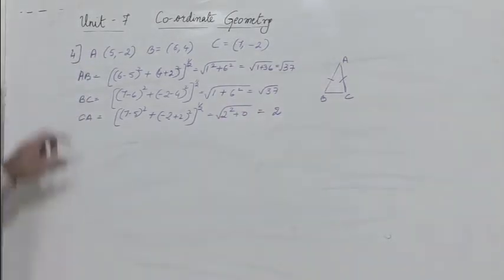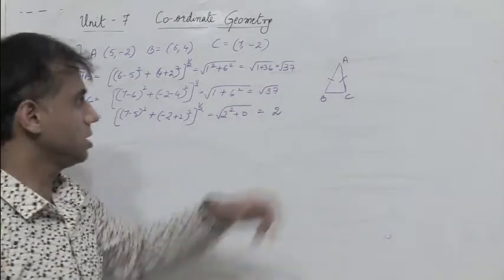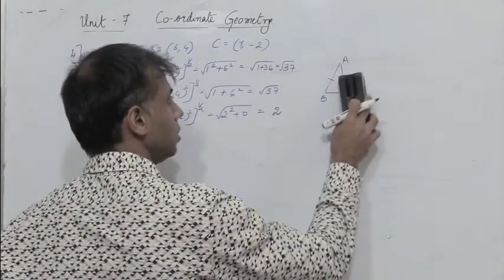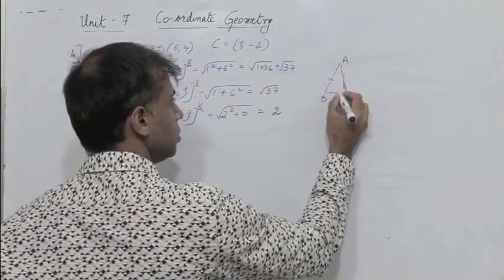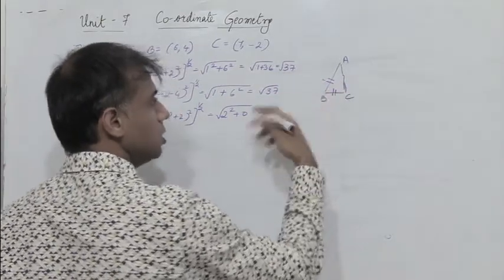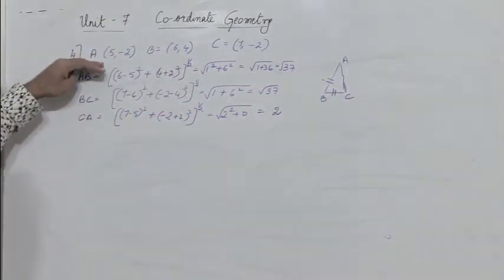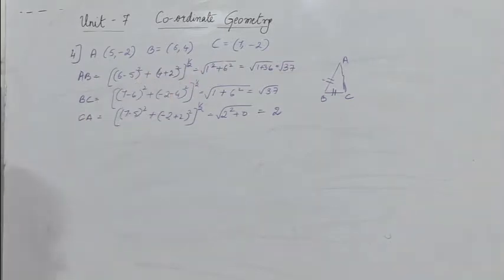So here we find that AB is equal to BC. So we have a triangle where AB side is equal to BC. So these two sides are equal. So therefore these three form the vertices of an isosceles triangle.